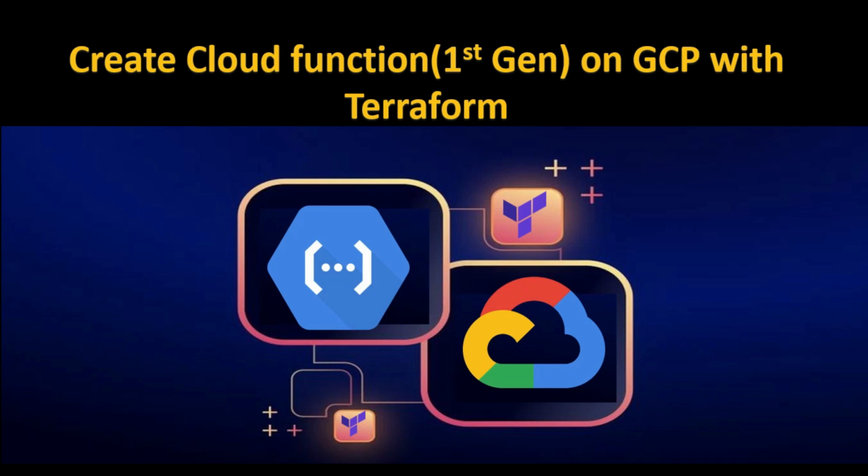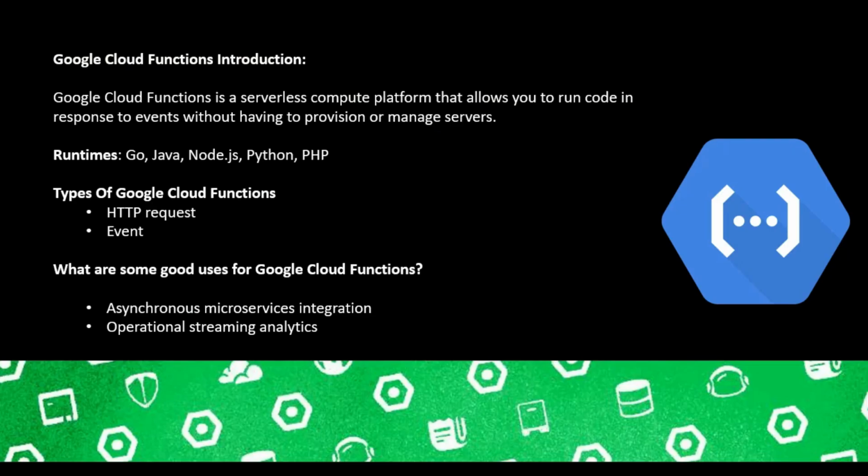In this video, I'm going to talk about creating the cloud function in first gen on GCP with Terraform. We are going to cover setting up the cloud function in Google Cloud. It will trigger whenever a file is uploaded to a specific cloud storage bucket. The Google Cloud Function introduction.